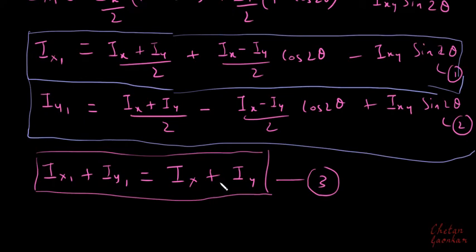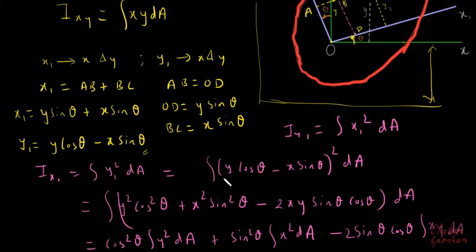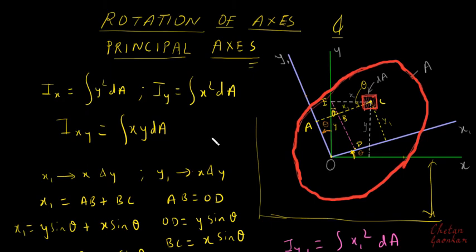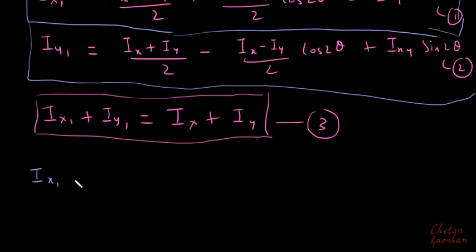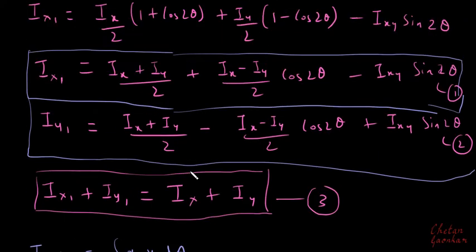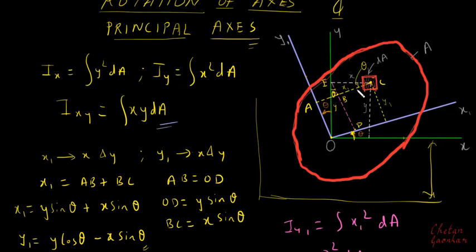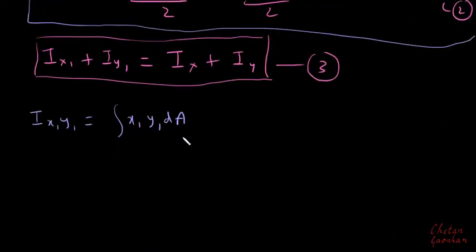Let us try to find now the product of inertia. The product of inertia about the original axis x and y is this. It is the integral of xy dA, which we had already seen last time. But now the product of inertia Ix1y1 will be equal to the integral of x1 y1 dA. Earlier it was xy dA, but now since we have rotated the frame of reference by angle theta, the perpendicular distances have changed to x1 and y1. So the new product of inertia about the axes x1 and y1 will be x1 multiplied by y1 dA.